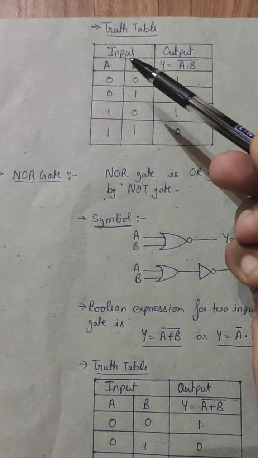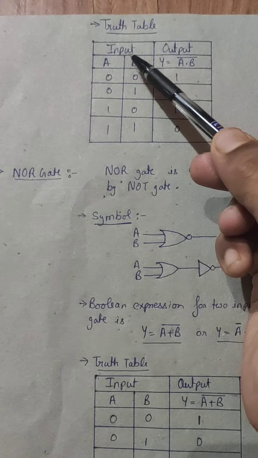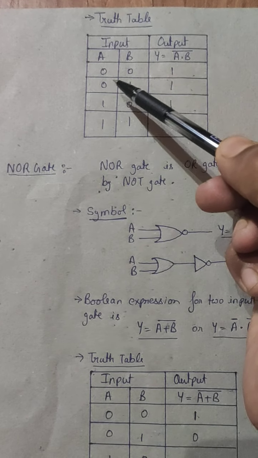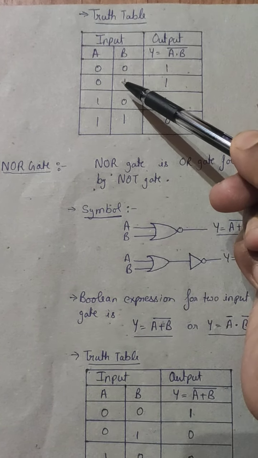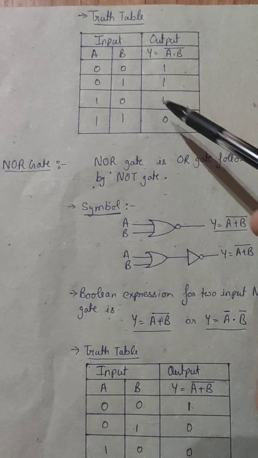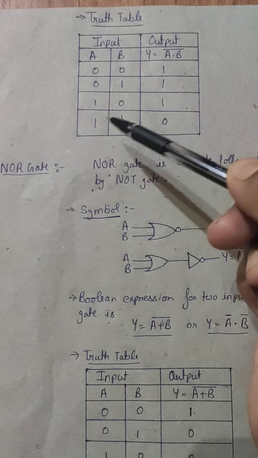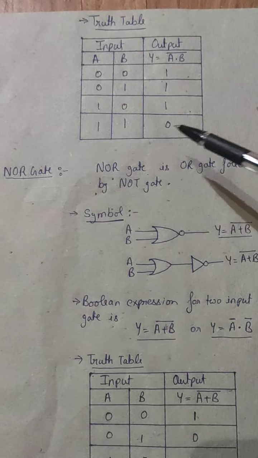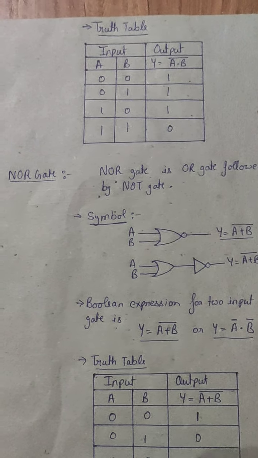This is the truth table of the NAND gate. With two inputs 0 0, the output is 1. When the input is 0 1, the output is 1. When the input is 1 0, the output is 1, and when the input is 1 1, the output is 0. So we can see that only when both inputs are 1 1 is the output 0, otherwise it is 1 for all, in the NAND gate.